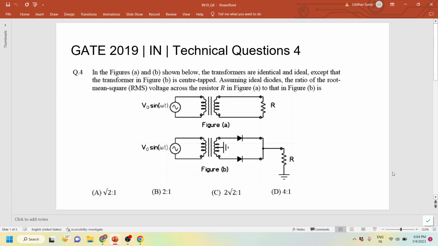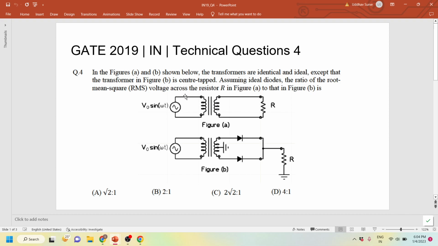Okay, so we'll be starting with this first question. It is from machines, transformers, and it is from GATE 2019 instrumentation. Although these sessions are for electrical, we'll be taking inspiration from other papers where similar questions have come. So this is from instrumentation, GATE 2019, technical question 4.